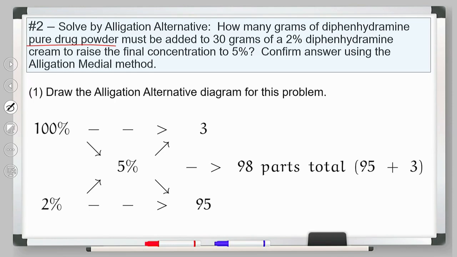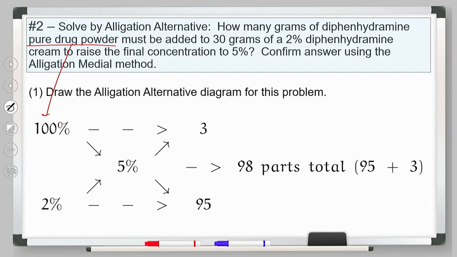First, I'm showing you my work here for the alligation diagram. How did you do? Where did those numbers come from? Well, I would argue the high strength comes from the words pure drug powder. And we said pure drug powder means what concentration? 100%. Pure, meaning 100% drug.